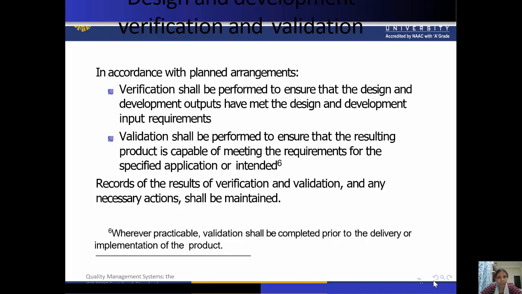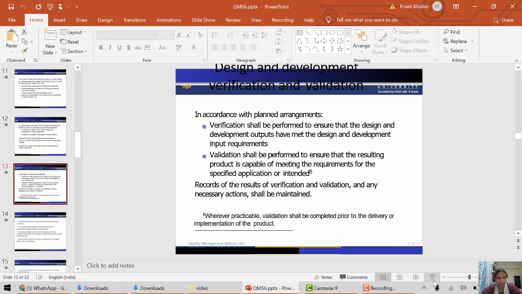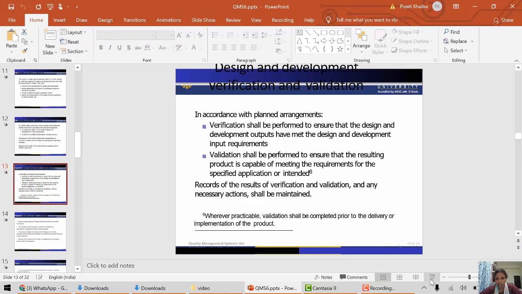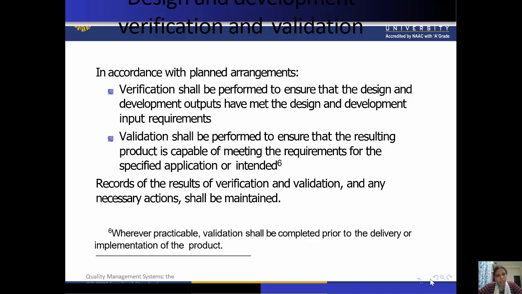Now the design and development verification and validation. Okay, so if we talk about the verification, it includes, in accordance with the planned arrangements, that the verification shall be performed to ensure that the design and development outputs have met the design and development input requirements. Okay, so input is related to the input.